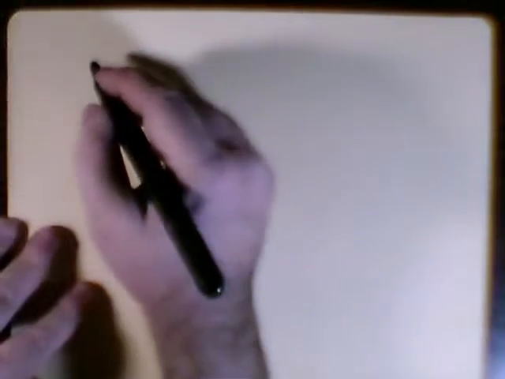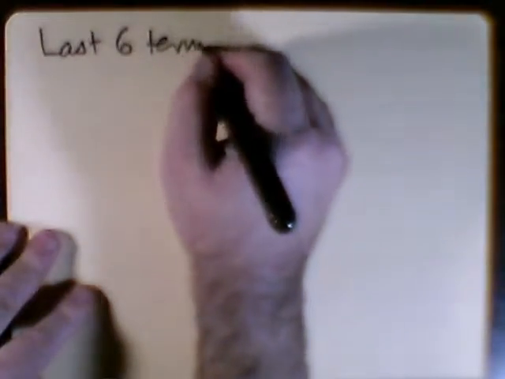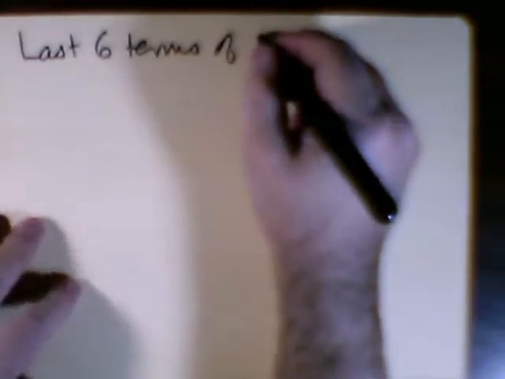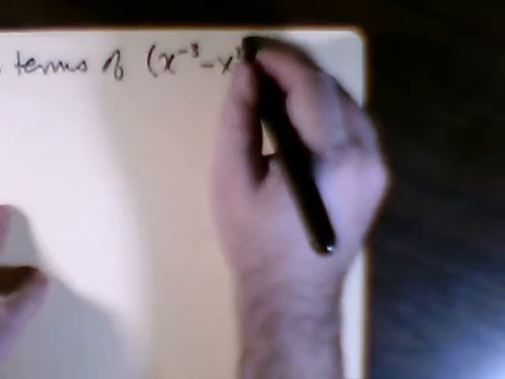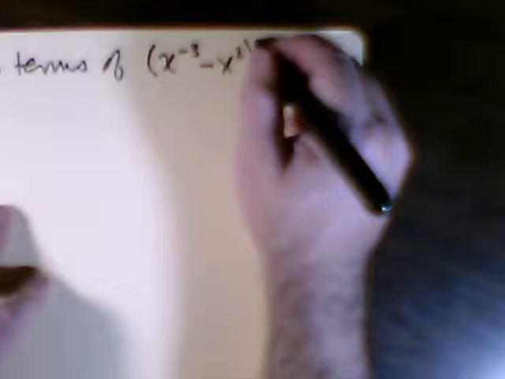And what I would like to do is a different kind of question where we give the last six terms of some polynomial. Sometimes there are polynomials that I'm afraid are impractical to fully expand. So what if you were told to give the last six terms of x to the minus 3 minus x squared, to the power of, let's say, 17.